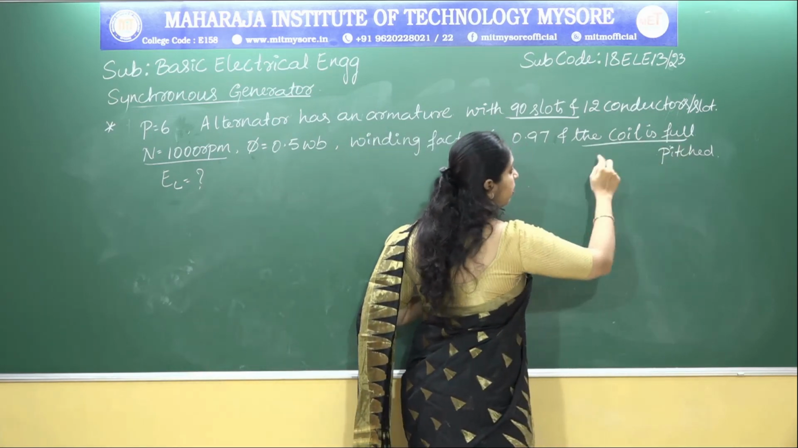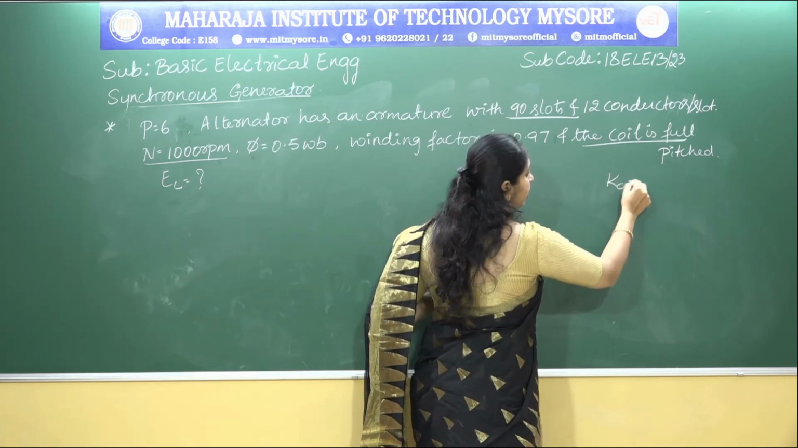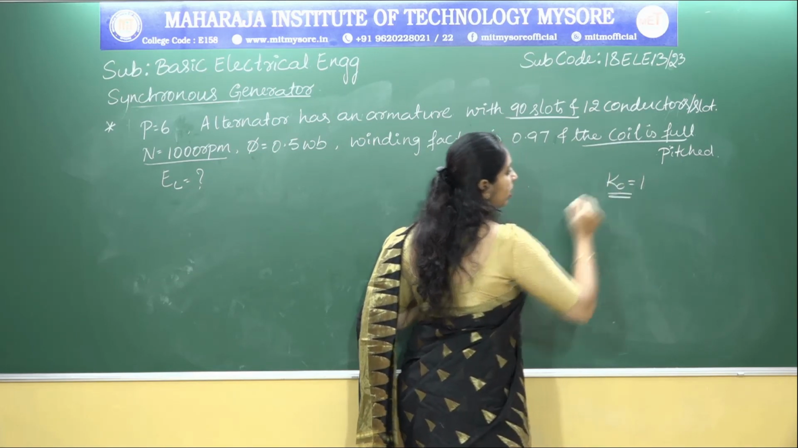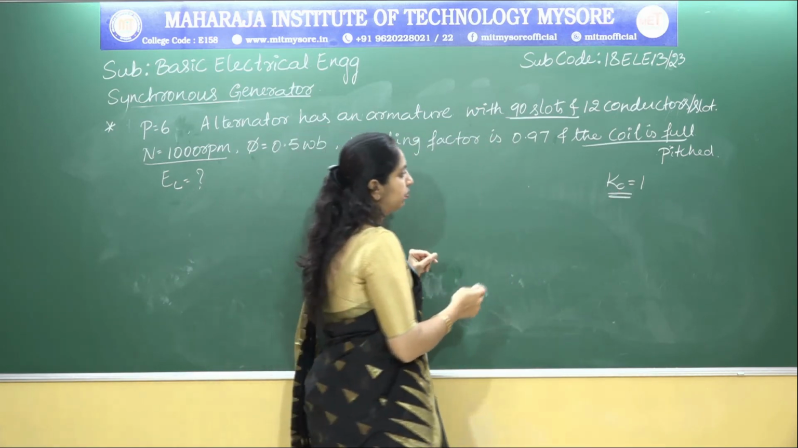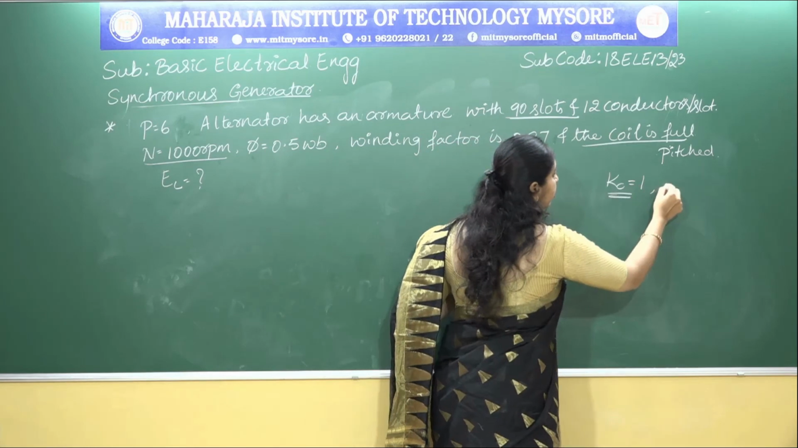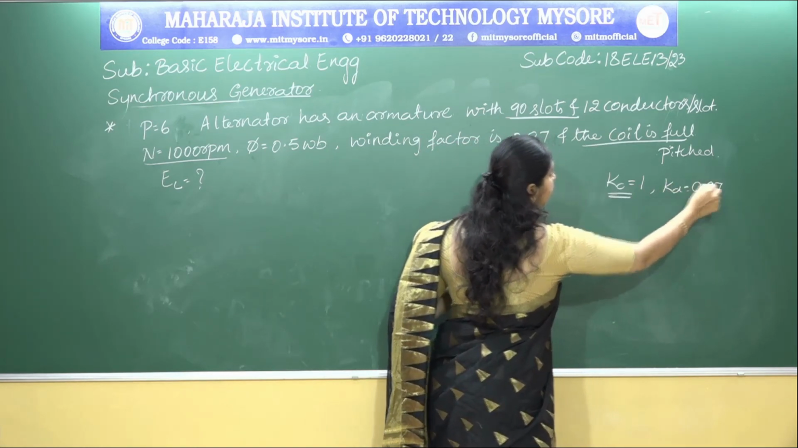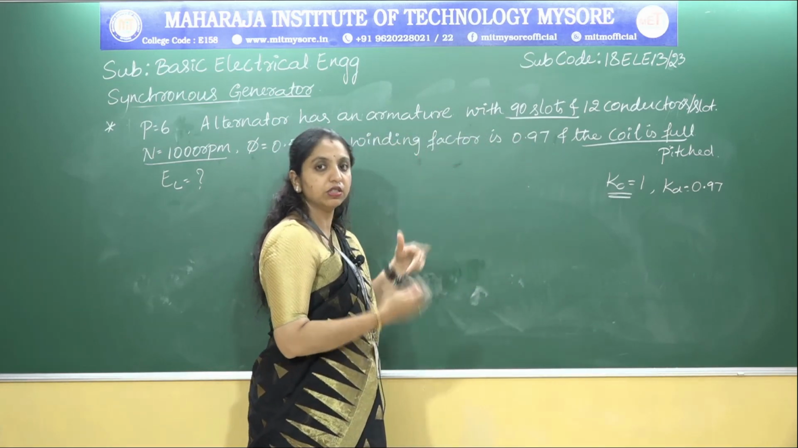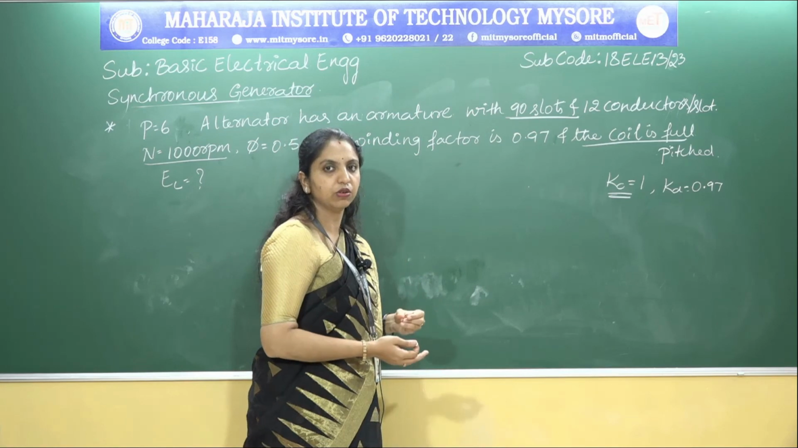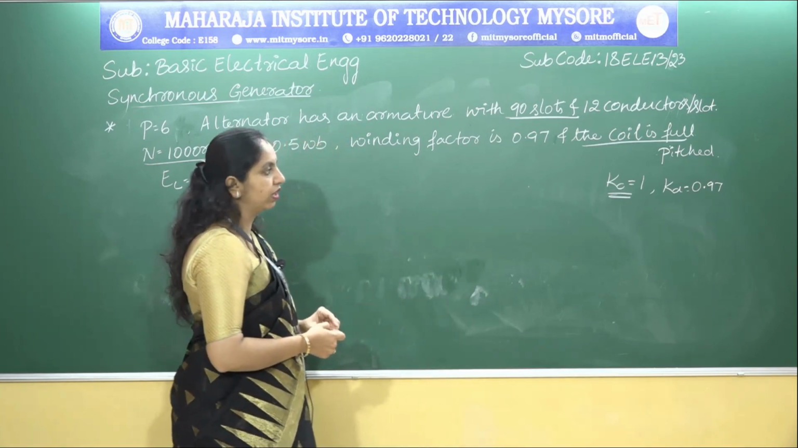Here in the problem itself, the coil is full pitched. You know that when the coil is full pitched, we can consider Kc is equal to 1. And another value, the winding factor, is 0.97, so it is understood that Kd is equal to 0.97. If the distribution factor were concentrated, you could directly consider Kd is equal to 1. But here Kc is equal to 1 and Kd is equal to 0.97.